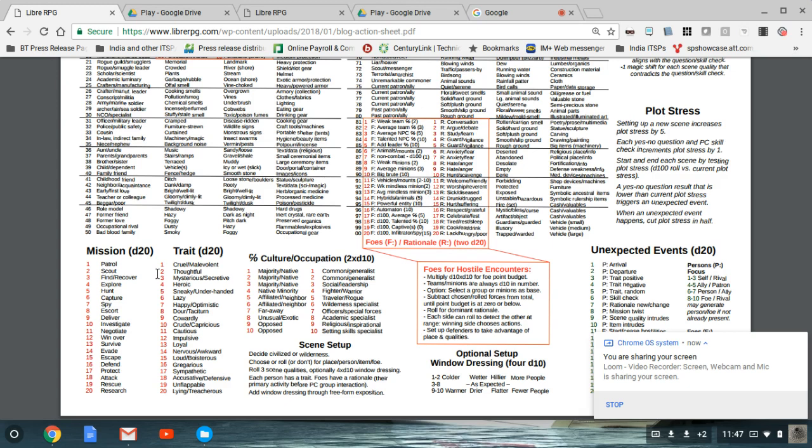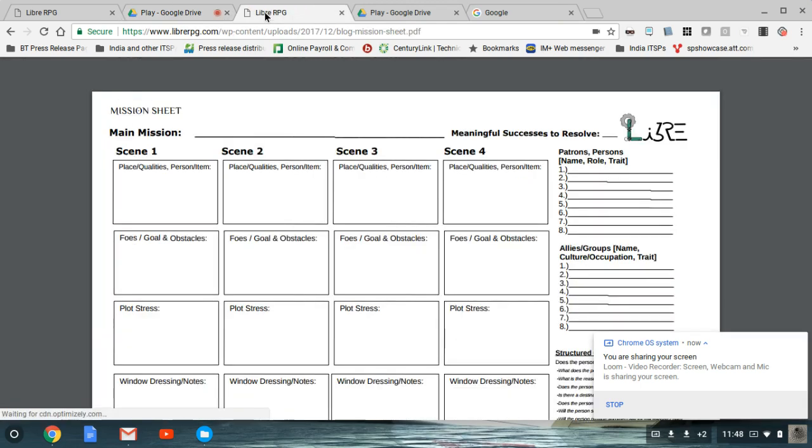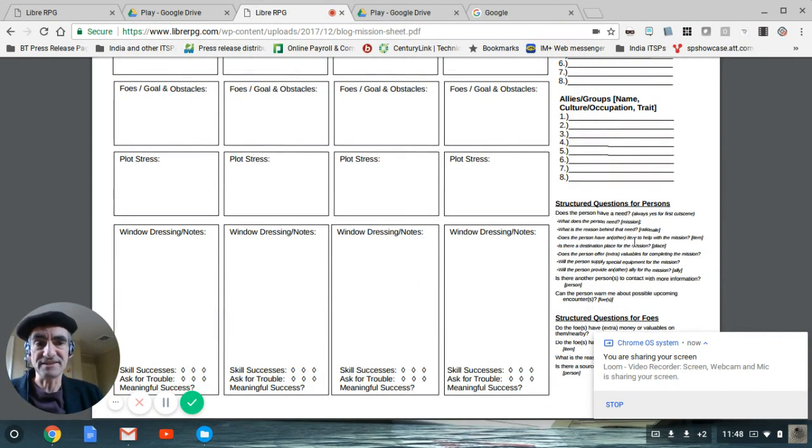It's a cutscene, there's another person. It could be a patron or a random person, but you have a conversation with that person that then drives information to your player's character. So the first thing that you'd always ask is, under the structured questions for persons, does the person have a need? That means basically, do they have something that they want me to do? And the answer for that for the first cutscene is always going to be yes, because the next follow-on is what does the person need, which is a mission.